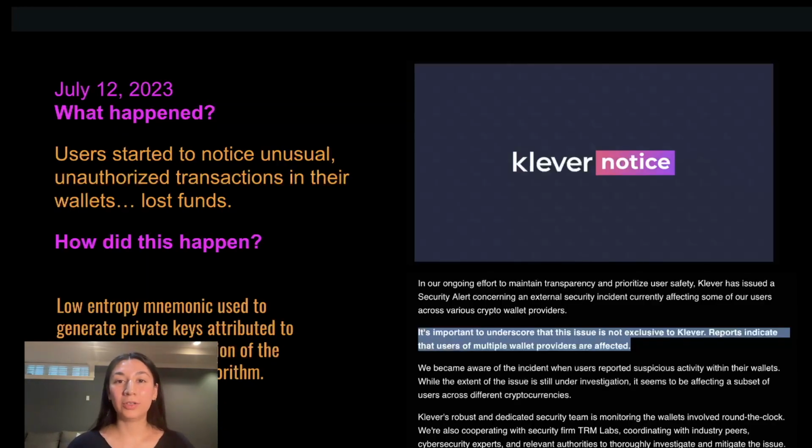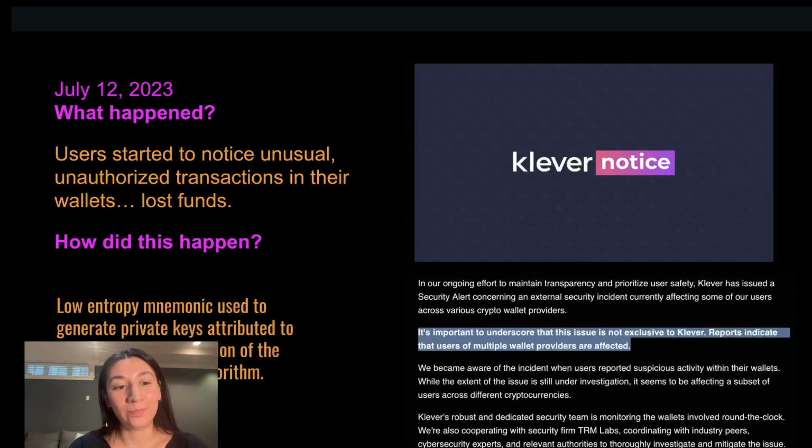So what happened on July 12, 2023? Users started to notice unusual unauthorized transactions in their wallets, and they were really concerned because essentially their coins were being stolen from their accounts. And Klever, of course, was also very concerned because as a service that provides a wallet, they really need to make sure that they secure the coins, or otherwise no one's going to use the app, right?